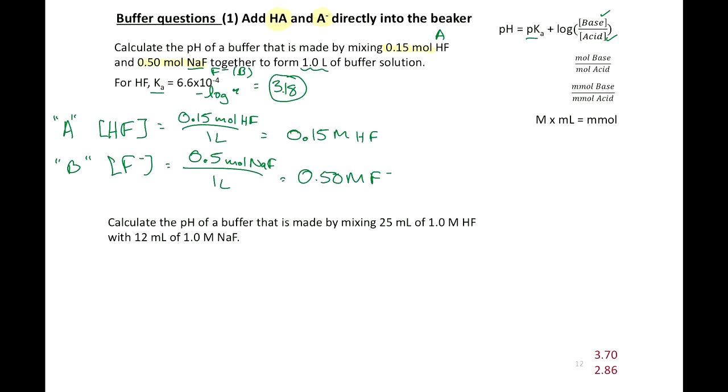So these are my base and acid numbers that I put into the Henderson-Hasselbalch. So pH equals 3.18 plus log base over acid. So what number goes up top? 0.5 or 0.15? It's 0.5. We want to put the base, so the F minus concentration. So 0.5 molarity of F minus, the base, over 0.15 molarity, that is HF, on the bottom.